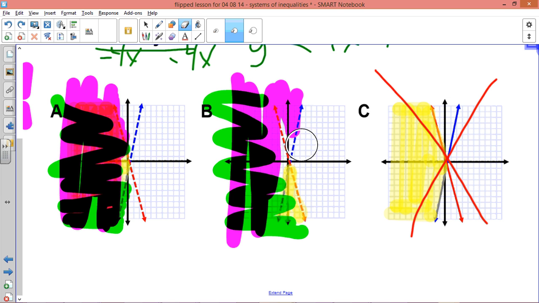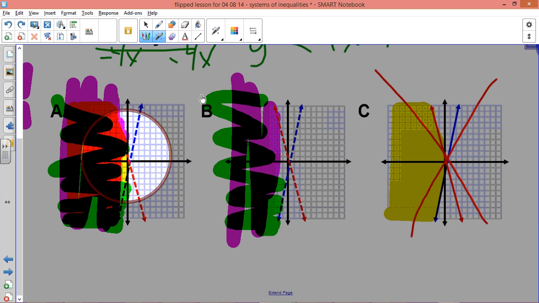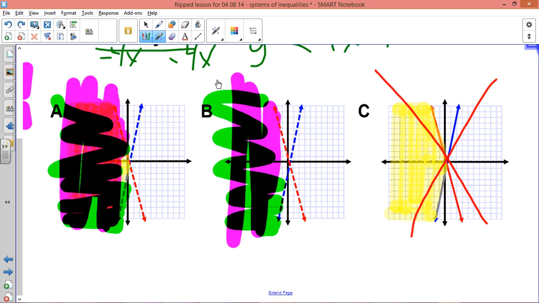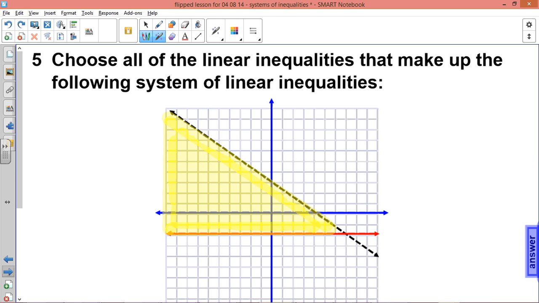Let's see what happens when I erase my non-overlap there on B. Erase it there, and I just happen to erase the part that they told me they wanted for B. So it's not B, the answer is A. Okay, the next one I'm going to leave for you to do. And we move on to number 5.